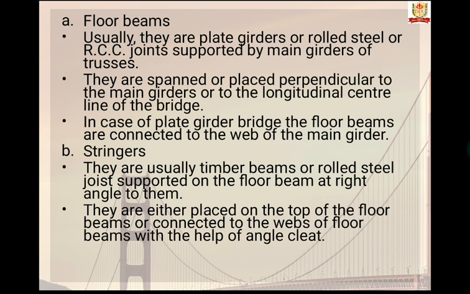Floor beams. Usually they are plate girders, rolled steel or RCC joists supported by the main girders or trusses. They are spanned or placed perpendicular to the main girder, or the longitudinal center line of the bridge. In the case of a plate girder bridge, the floor beams are connected to the web of the main girder.